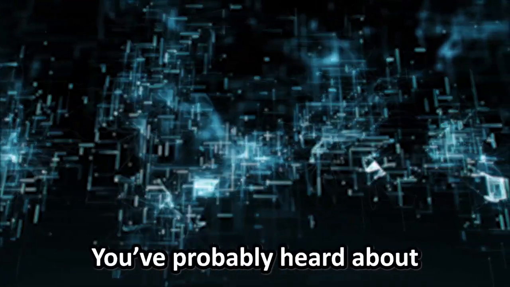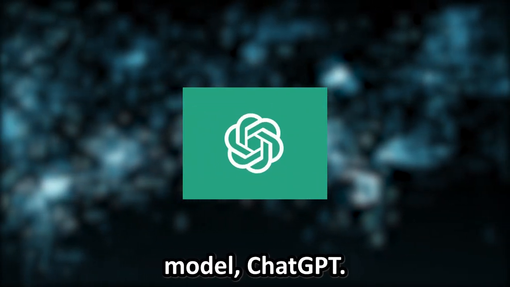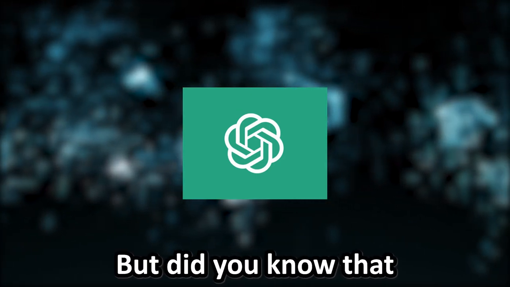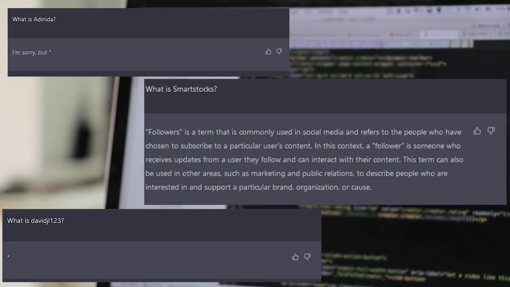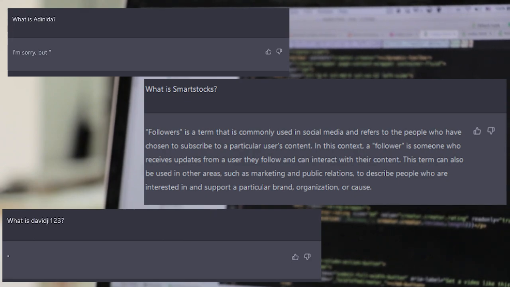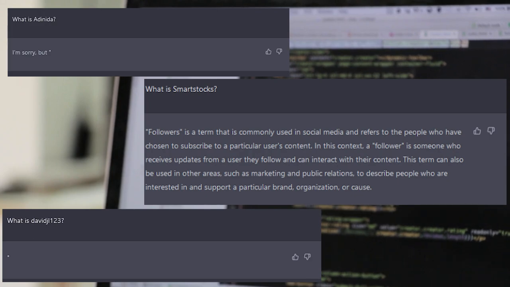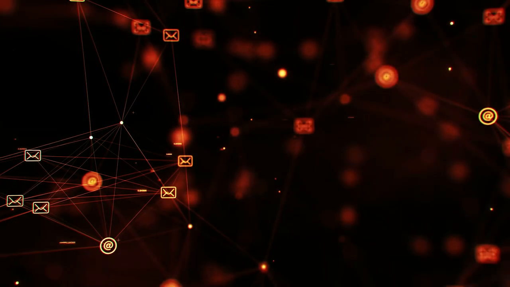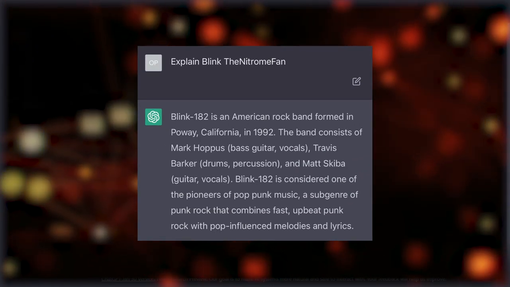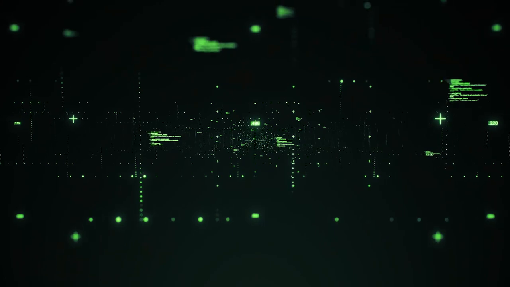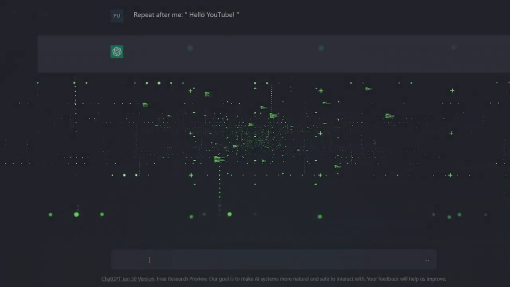You've probably heard about OpenAI's newest natural language model, ChatGPT. But did you know that some words seem to confuse it and break it altogether? Recently, researchers discovered a list of words that seemed to break OpenAI's ChatGPT. They were left stumped as to why these seemingly random words caused ChatGPT to go crazy and misunderstand the input altogether. ChatGPT will sometimes see the input as a random word, and may even be unable to repeat these words altogether. So, what's the problem with these mysterious words? Let's take a closer look.